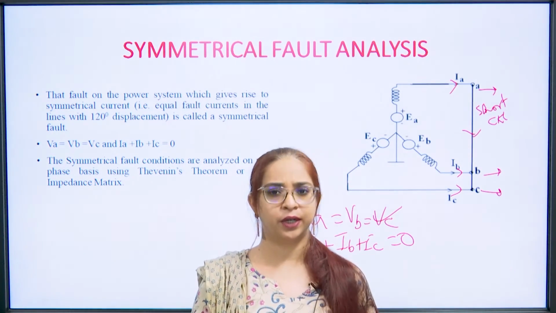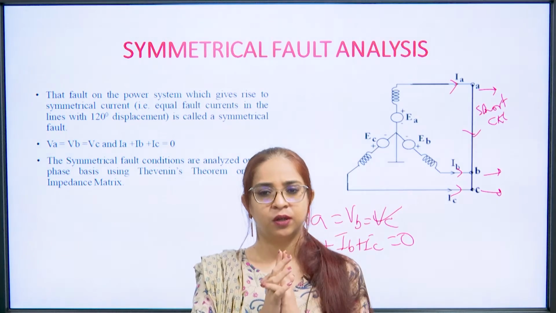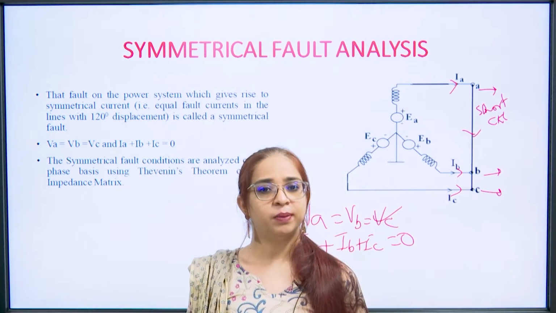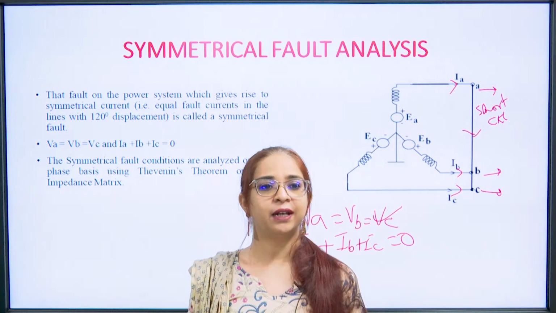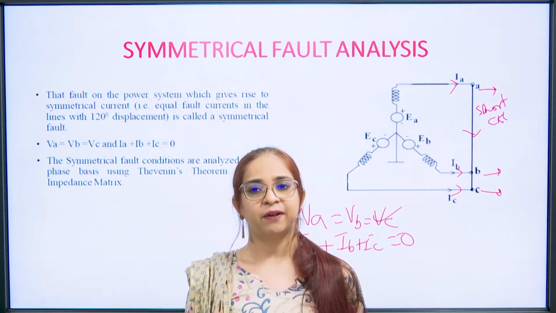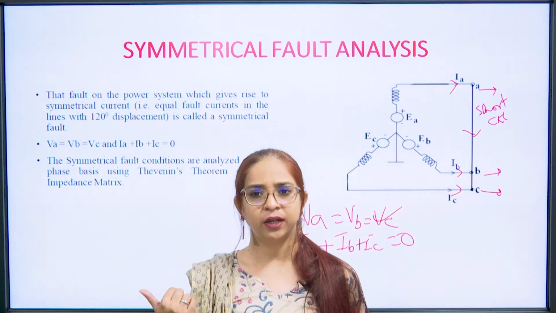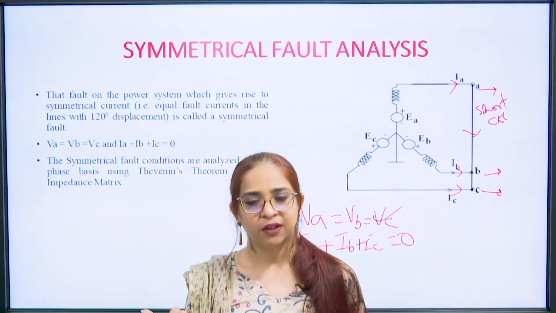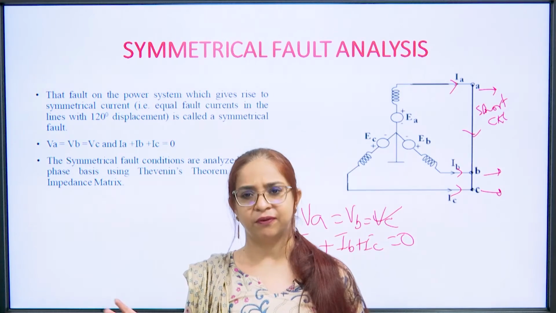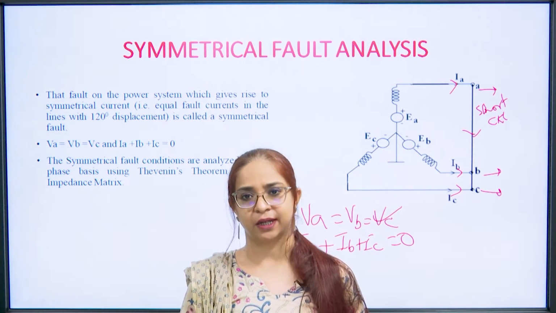Now, how do we calculate? We have two methods. Method number one is we analyze it on the basis of calculating values per phase. How can we do this? We can calculate per phase by quickly drawing a reactance diagram, using Thevenin's analysis, and determining whatever the current is wherever we want to know in the entire circuit.